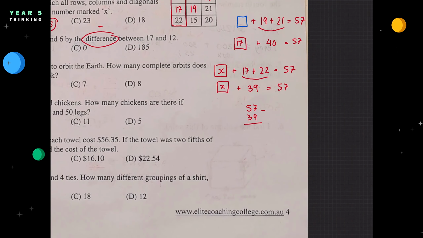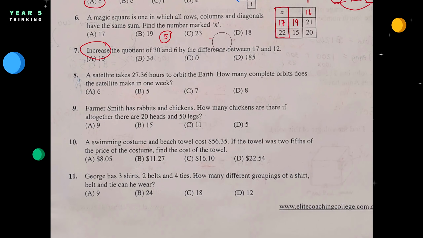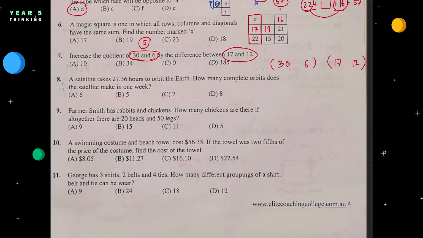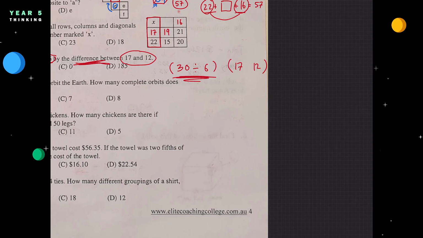So what we're going to do is this. When you see questions like this, here's one way you can do it. You look at the wording. If it says a number and a number, it says and, we put it in brackets right away. We say 30 and 6, so we put it in brackets. Next one is 17 and 12, we put in brackets as well. Now the first bracket, the one with 30 and 6, it says quotient. So we know we put a division in there. The second one says the difference. Difference means minus, so we minus that one.